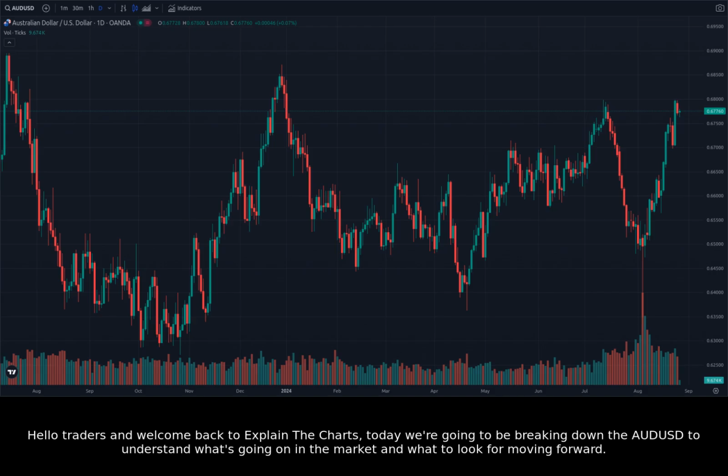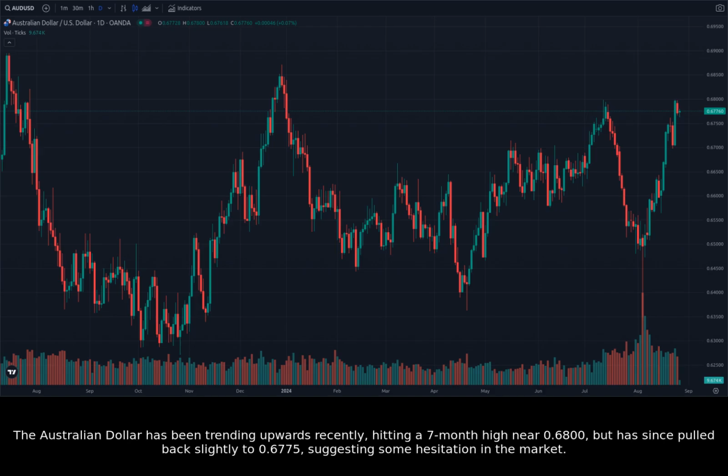Today we're going to be breaking down the AUDUSD to understand what's going on in the market and what to look for moving forward. The Australian dollar has been trending upwards recently, hitting a 7-month high near 0.6800, but has since pulled back slightly to 0.6775, suggesting some hesitation in the market.